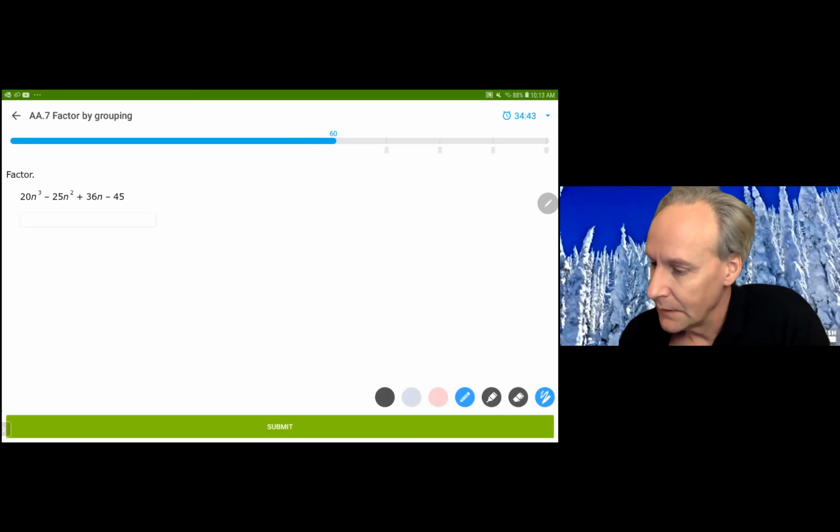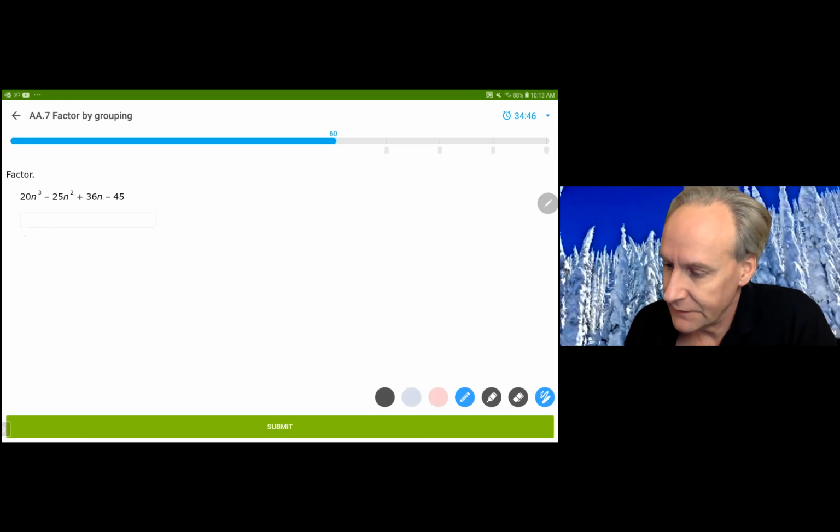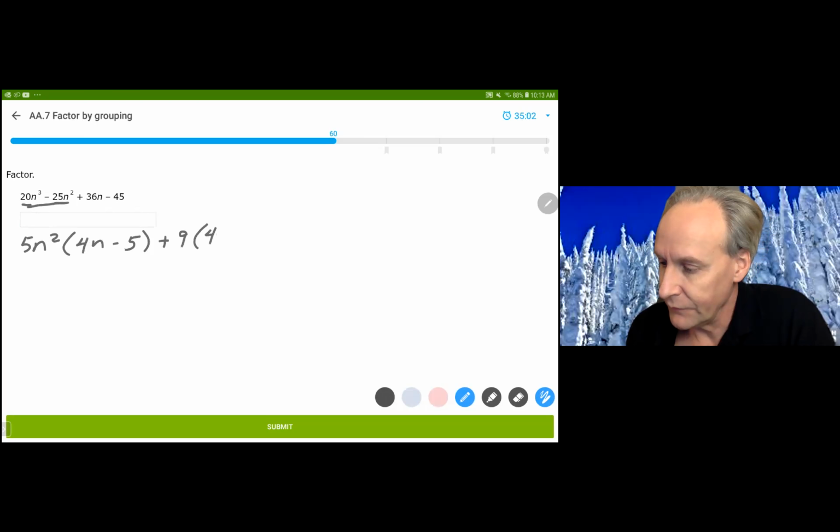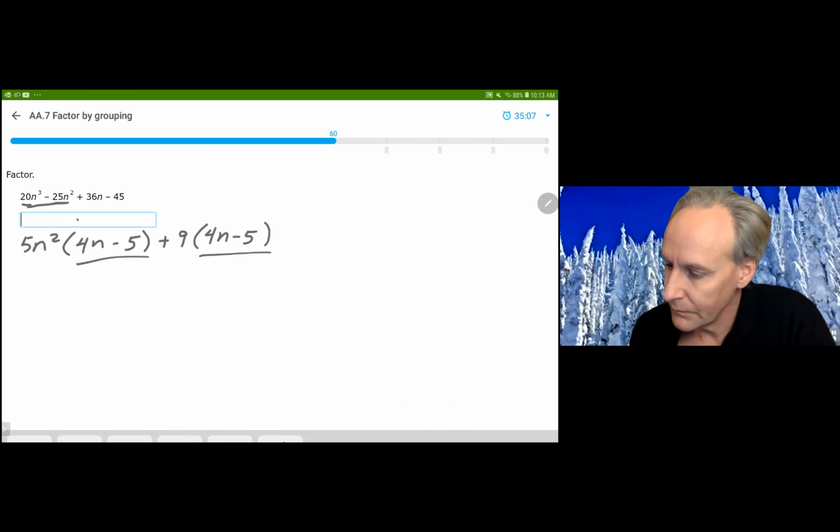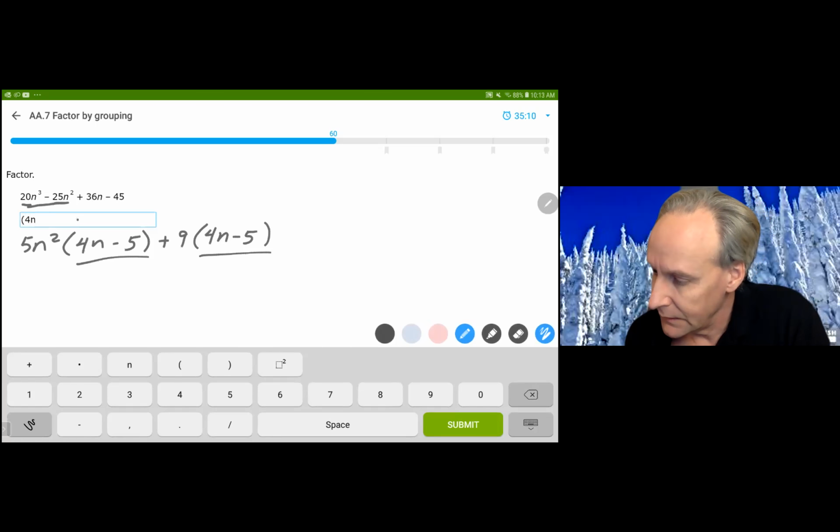We'll see. Okay, we've got a 5n squared we're going to take out. That's my common factor for the first pair. So when I take that out, I get a 4n minus 5. And I'm going to add a 9. And that's going to leave me with a 4n minus 5. And there's my common factor of 4n minus 5. And we have a 5n squared plus 9. Looks good.